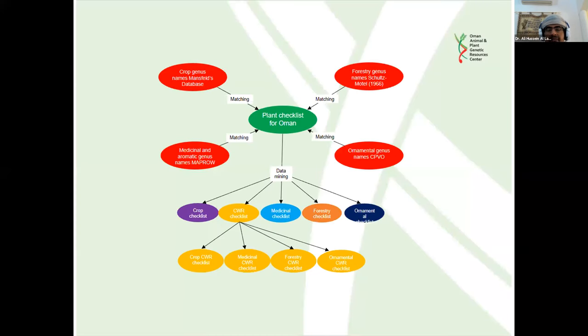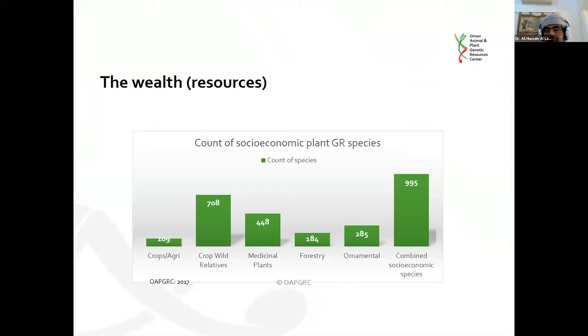So from this list, what we did, we matched which is which. And we can see that we developed, from the different mining, we developed crops, we developed a list of the crop wild relatives, a list of medicinal plants, forestry, and ornamental species. And this is what we did. And from that, we got almost 1,000 species.